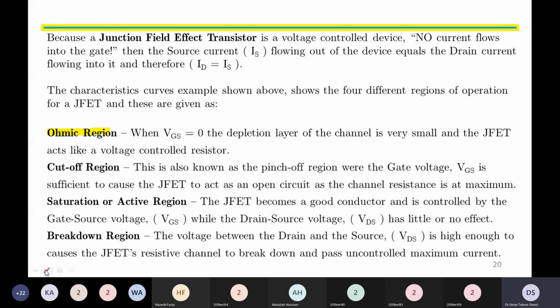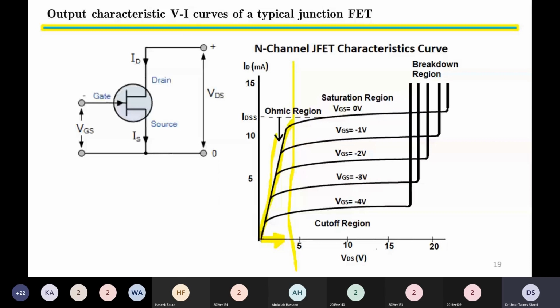Then comes the cutoff region. This is also known as the pinch-off region, where the gate voltage VGS is sufficient to cause a JFET to act as an open circuit, as the channel resistance is at maximum. So here we have the cutoff region. This is the cutoff region, where the JFET acts like an open switch.